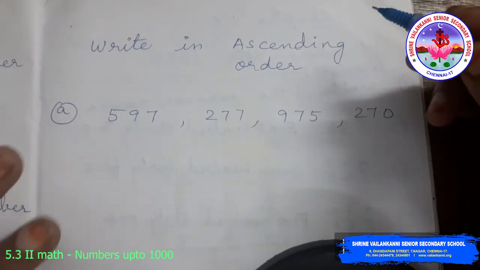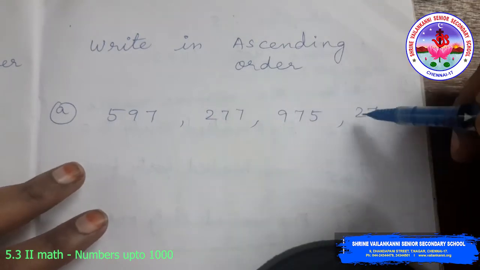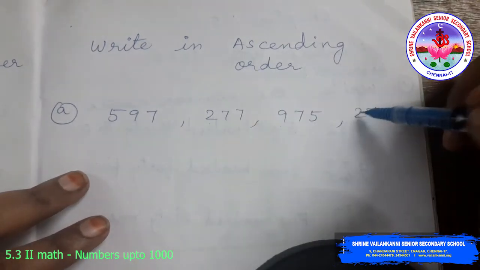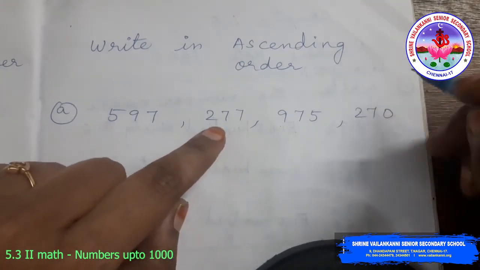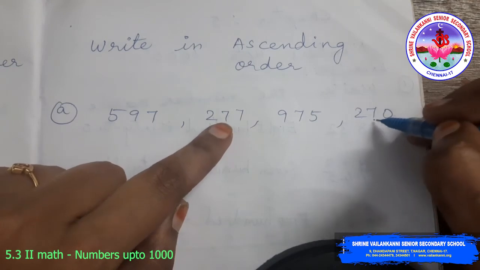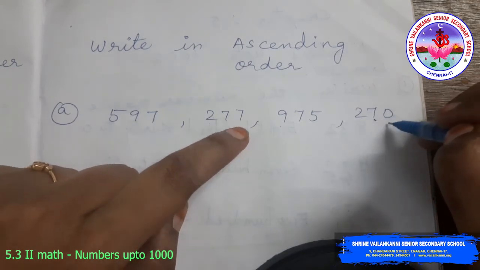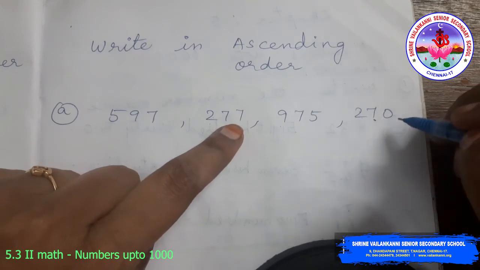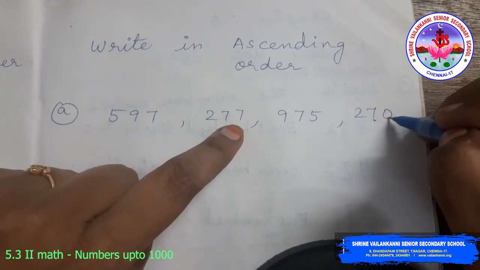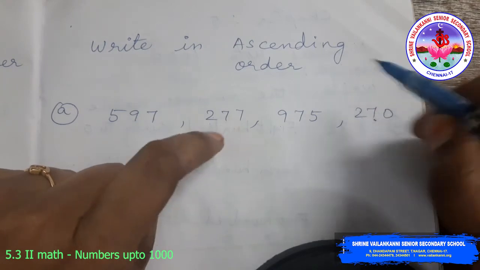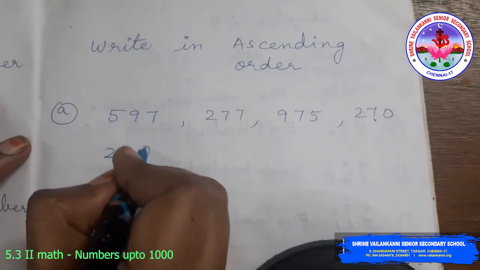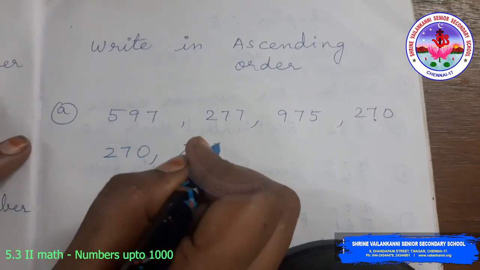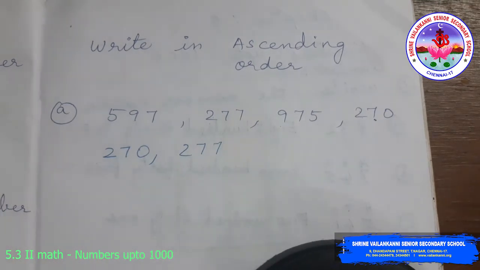But there are 2 numbers that have 2 in the hundreds place. So for these 2 numbers alone, we'll compare the tens place. 7, 7, that is also the same. So we'll compare the ones place. 7 and 0. Which is smaller? Obviously 0 is smaller. So we write this first and this second: 270, 277. I'll just cross the numbers we have already done.